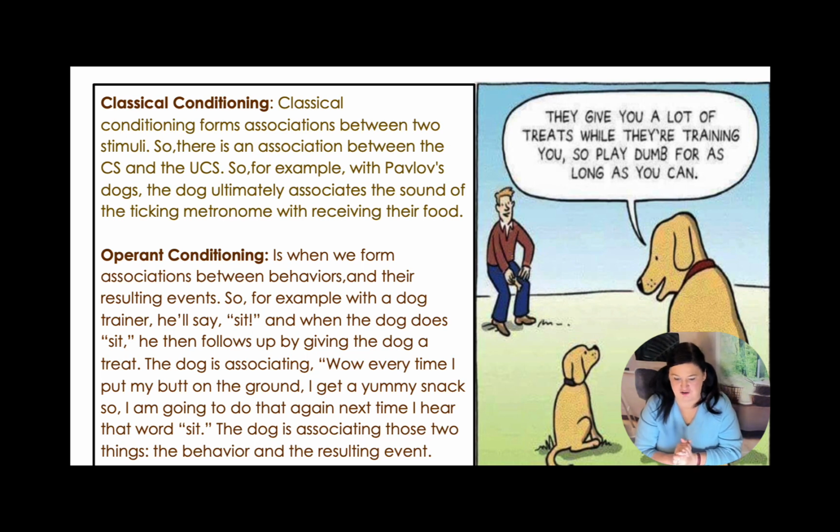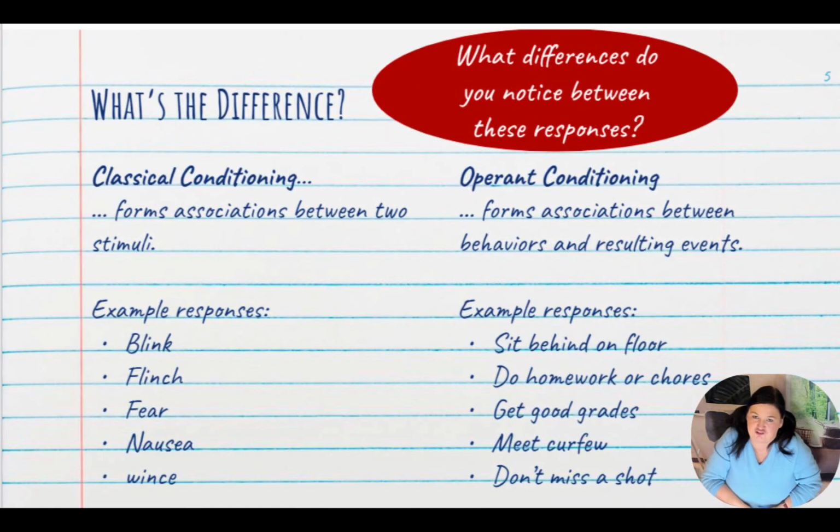In classical conditioning, when the dog or animal forms an association between two stimuli, some of the example responses would be to blink or flinch or to get a stomach ache or to feel nauseous or to wince in pain that might be coming with whatever they're conditioned to feel because of the stimuli. Okay? The difference in operant conditioning is that the dog or animal forms an association between behaviors and resulting events. So some examples might be sit, roll over, do high fives with people, do your homework, do your chores, be home on time, meet your curfew.